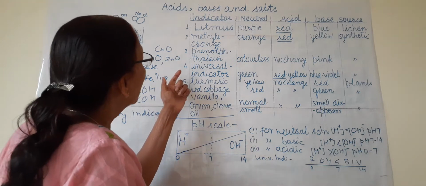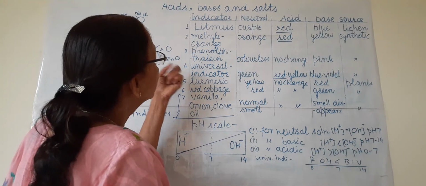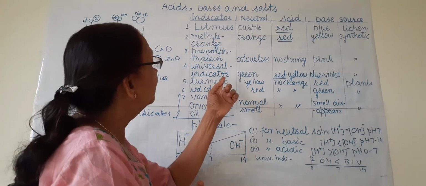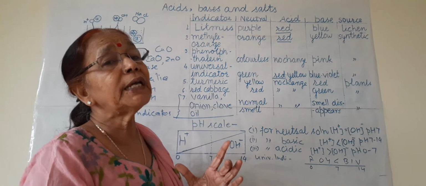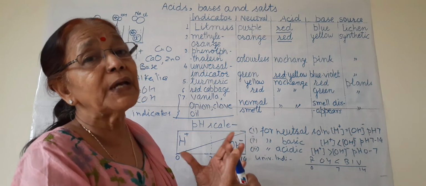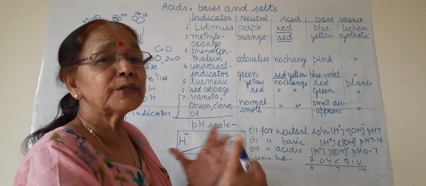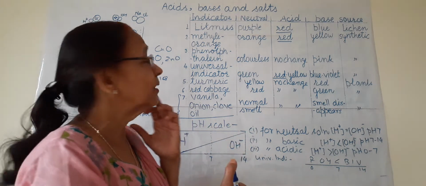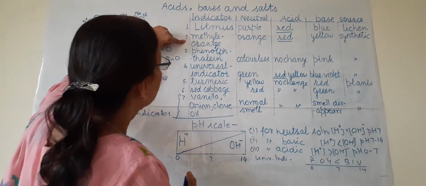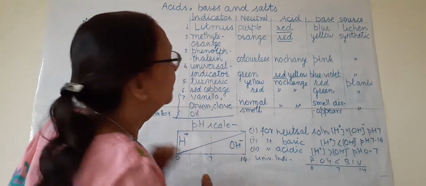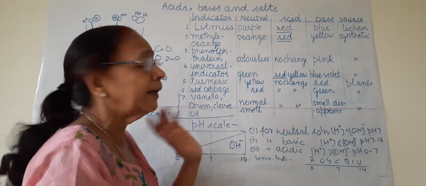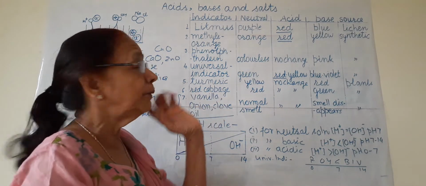The last one here, it is universal indicator. It is most important, and by this universal indicator we can even know approximately the strength of acid or base. How much strong is the acid, how much strong is the base. So these 4, litmus, methyl orange, phenolphthalein and universal indicator, these 4 are very important, and these are also important, and you know about them.